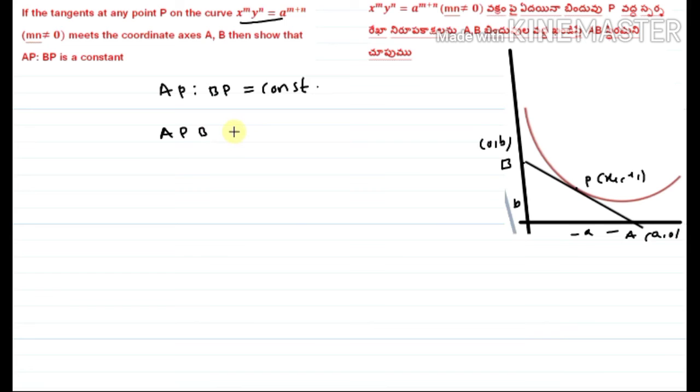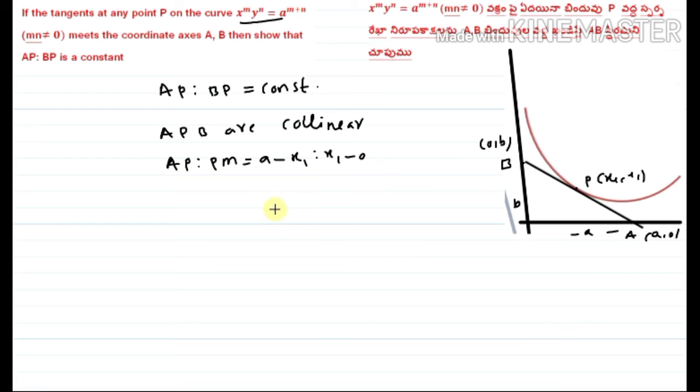A, P, B are collinear. If A, P, B are collinear, we know the formula: AP is to PB is equal to a minus x1 is to x1 minus 0. Using this formula we are going to solve this problem.